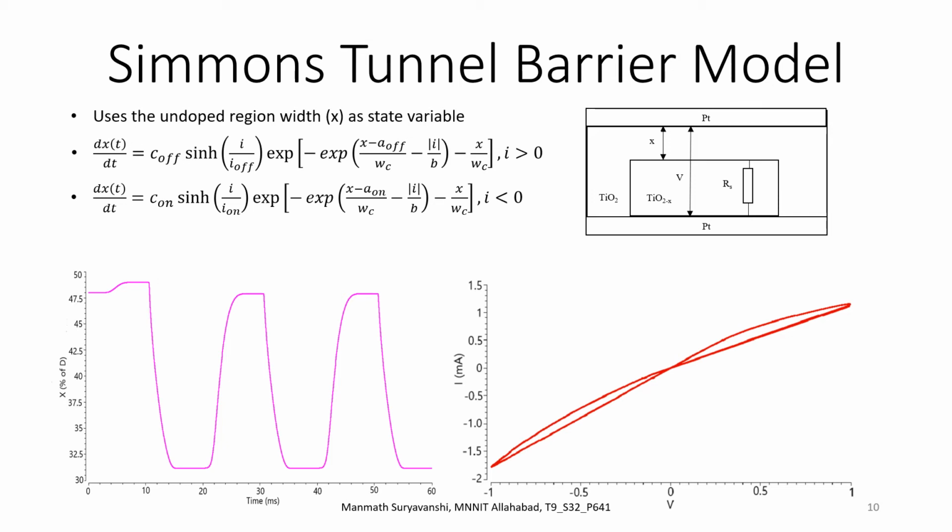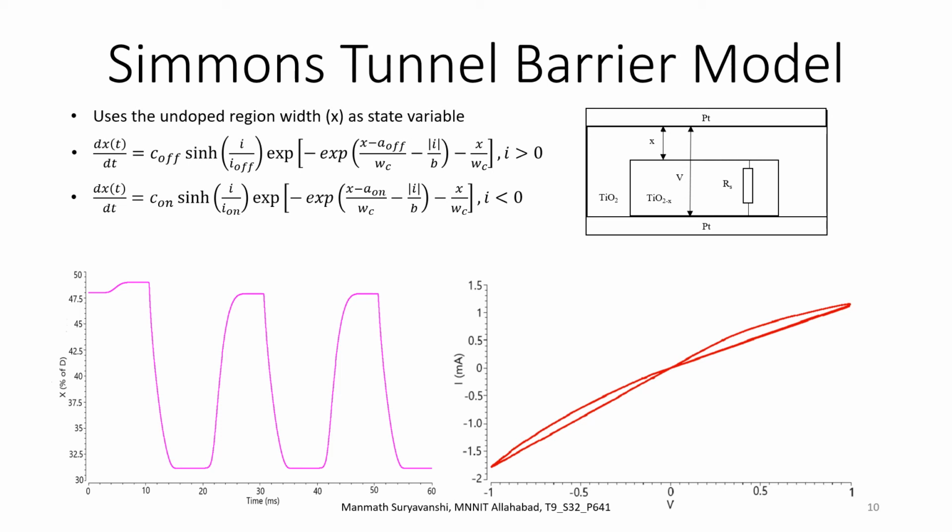Unlike the linear ion drift model, the state variable in this model is the undoped region width. We can observe that this model has very complex equations. This is partly due to the tunneling effect that is assumed to take place inside the memristor. When the state variable x reduces, the flowing current is assumed to tunnel through the small high resistance gap, which can be assumed to be a very thin, highly insulating sheet.